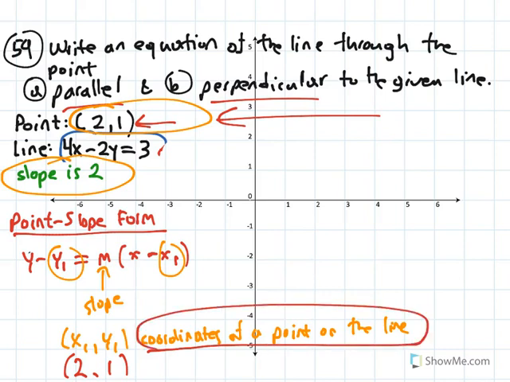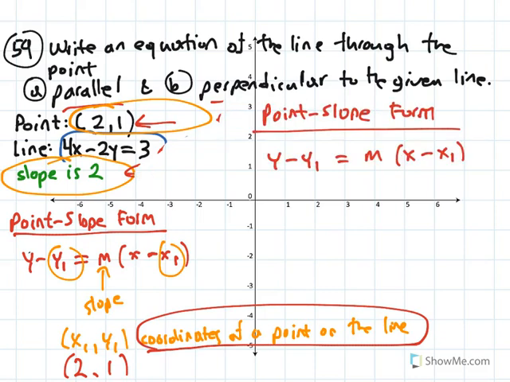And we also know that we want our line to be parallel to the given line, and since the given line has a slope of 2, our line must have the same slope of 2 to be parallel to it. So with that, we can substitute 2 for the slope. And we can substitute 2 for x sub 1 and 1 for y sub 1.